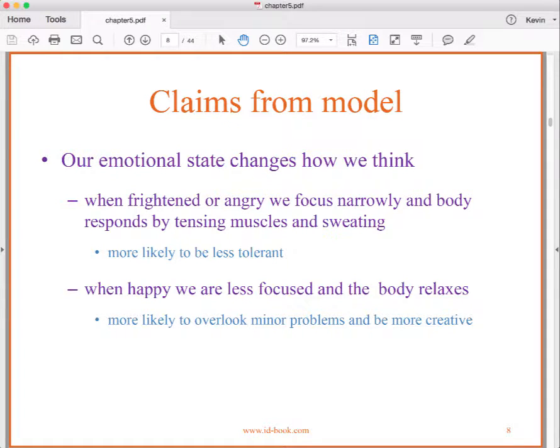So, what are some of the claims from the model? Our emotional state changes how we think. When we're frightened or angry, we focus narrowly, and our body responds by tensing muscles and sweating. We're less likely to be tolerant when we're frightened or angry. When we're happy, we're less focused and the body relaxes, more likely to overlook minor problems in the user interface or to be more creative.